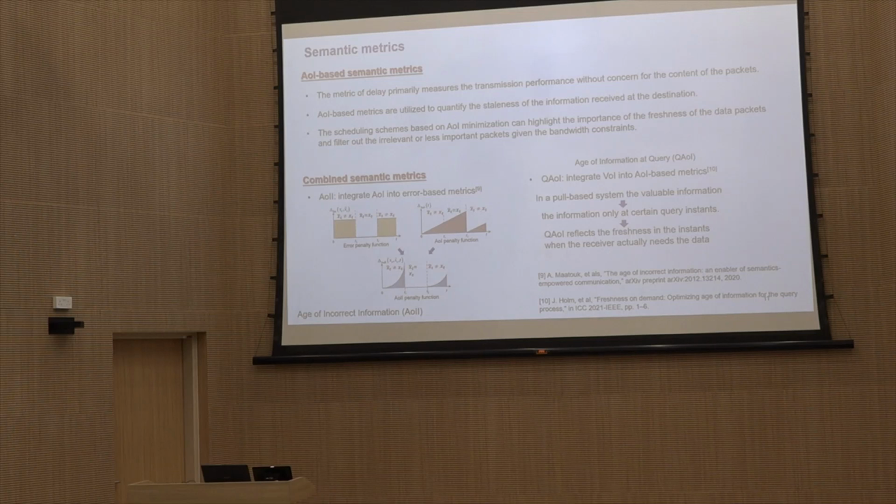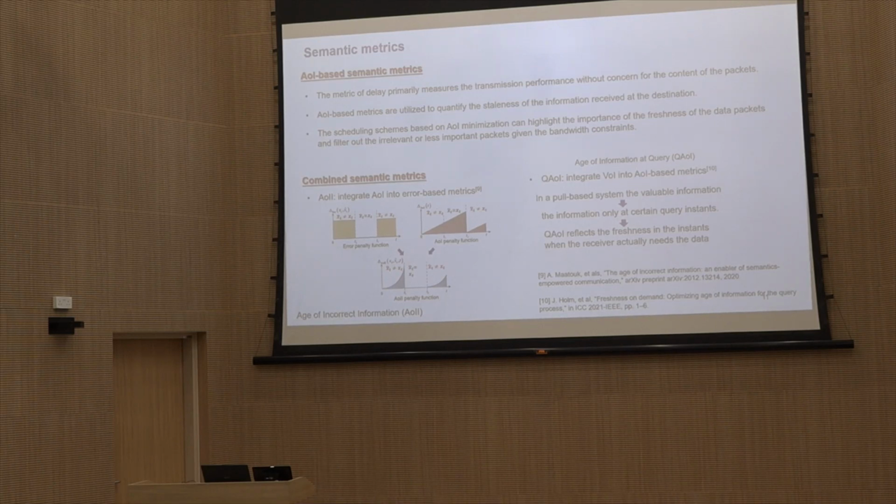Age of information-based semantic metric. The metrics of delay or latency in classical communication primarily measure the transmission performance without concern for the content of the packet. On the other hand, age of information metrics are used to quantify the staleness of the information received at the destination. Here, the scheduling schemes based on age of information minimization can highlight the importance of the freshness of the data packet and filter out the irrelevant or less important packets given the bandwidth constraint.